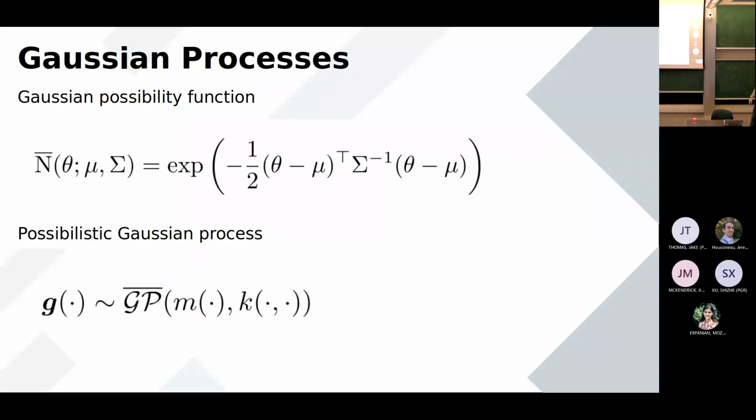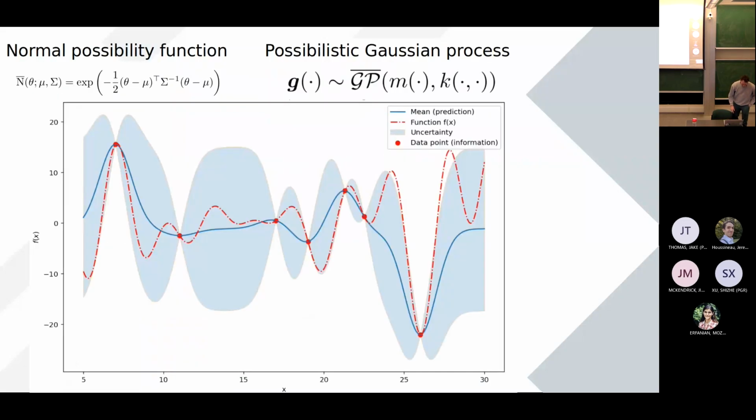So m is a mean function. Say we're trying to estimate a function g, m tells you our mean estimate at any particular point for that function, and k is the covariance, and it tells you how connected two points of the function are to each other. So if that makes sense in the picture.